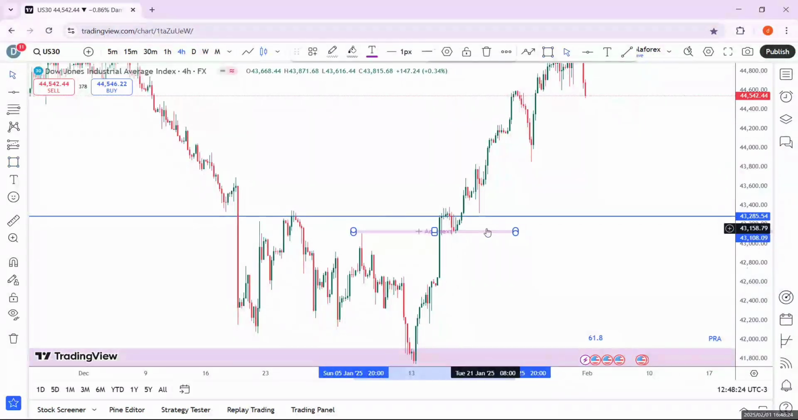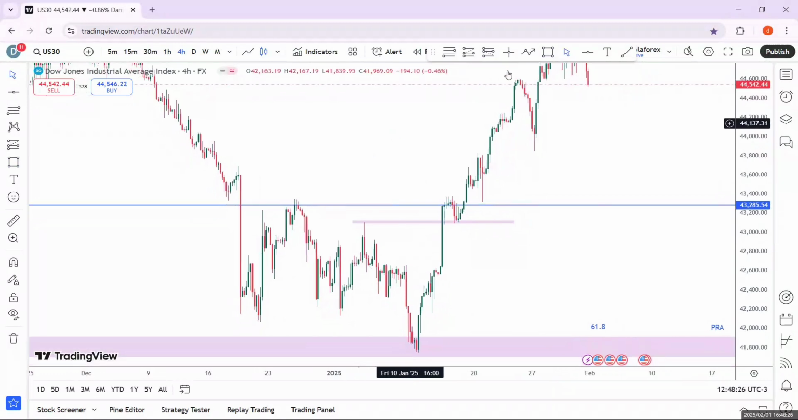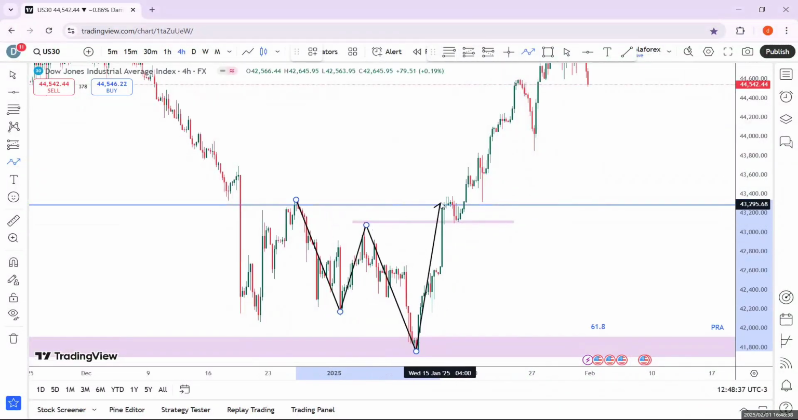It's important to take note that price does this. It will break a structure and eventually come and retest the inner resistance. How significant is this inner resistance? This inner resistance was the last lower high that got broken in the previous structure.